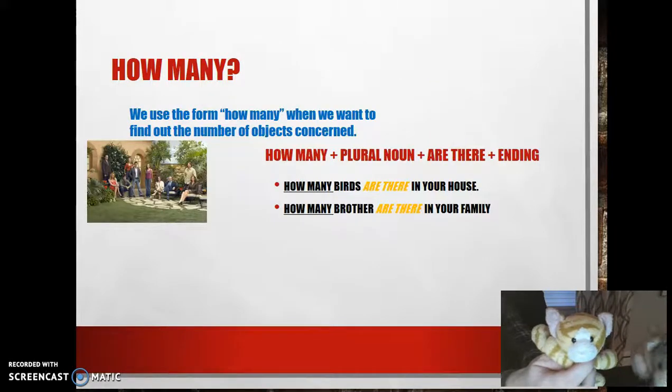How many? We use the form how many when you want to find out the number of objects concerned. For example, how many birds are there in your house?